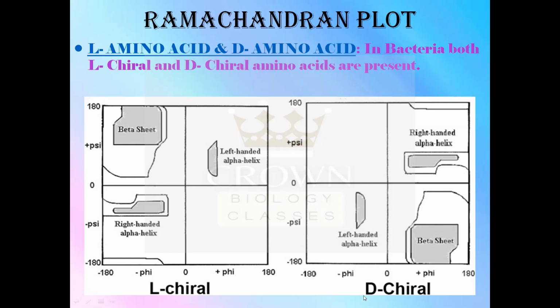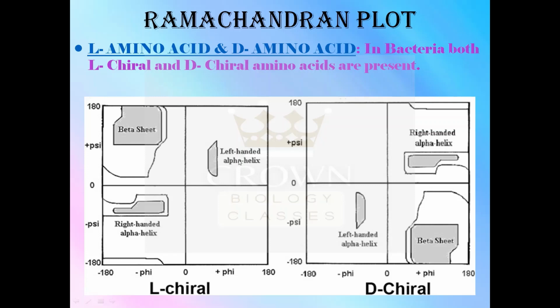And what happens in D-chiral? The opposite situation of L-chiral is present in D-chiral. In the second quadrant, right-handed alpha helix is present. In the third quadrant, beta sheet is present, and in the fourth quadrant, left-handed alpha helix is present. Opposite to this quadrant is right-handed alpha helix.